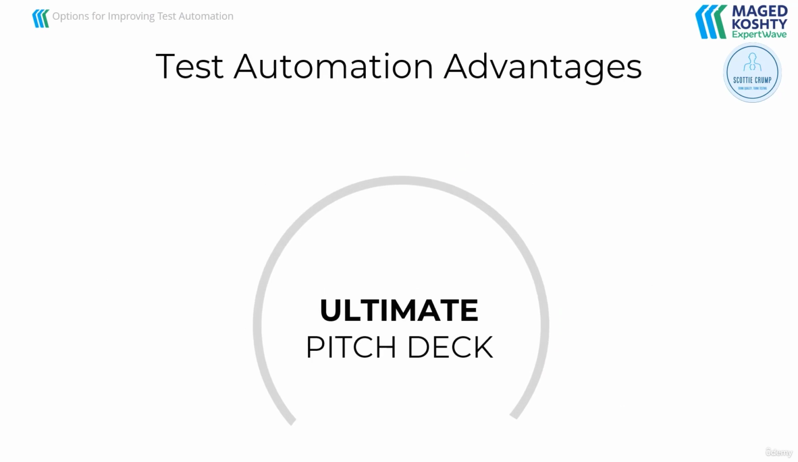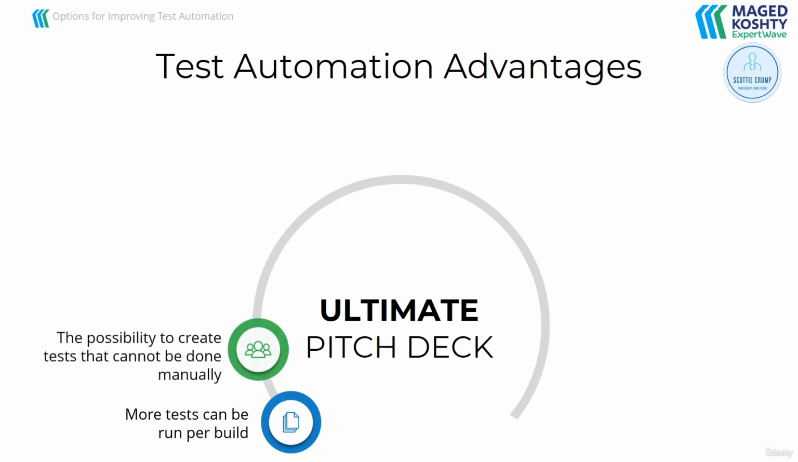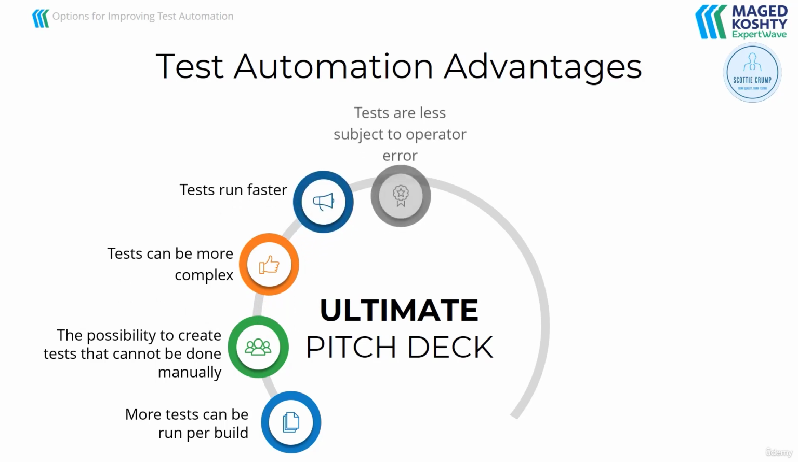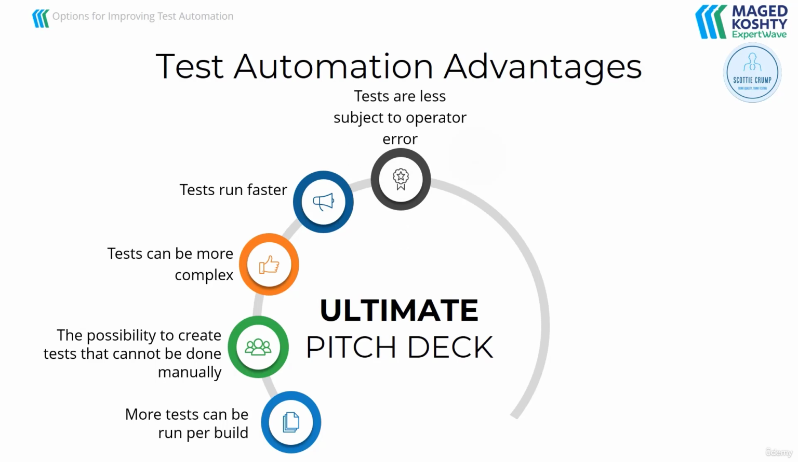The advantages of test automation include more tests can be run per build. The possibility to create tests that cannot be done manually. This means running tests in real time, remotely, or in parallel. Tests can be more complex. Tests run faster. Tests are less subject to operator error.